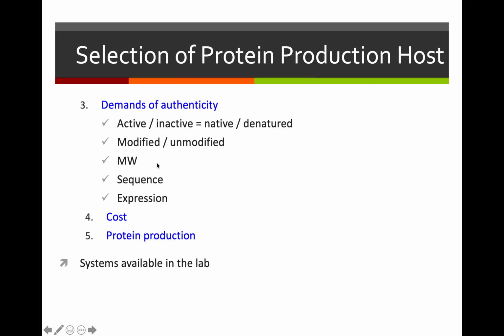Secondly is the modified or unmodified version of the protein, whether it goes through PTM or not, post-translational modification. The third one is molecular weight, the size of it. The fourth one is the sequence, so you need to actually know whether it's going to have the exact same sequence or you're going to modify the sequence, do a bit of mutagenesis and whatnot. And of course, the last is actually on the expression.